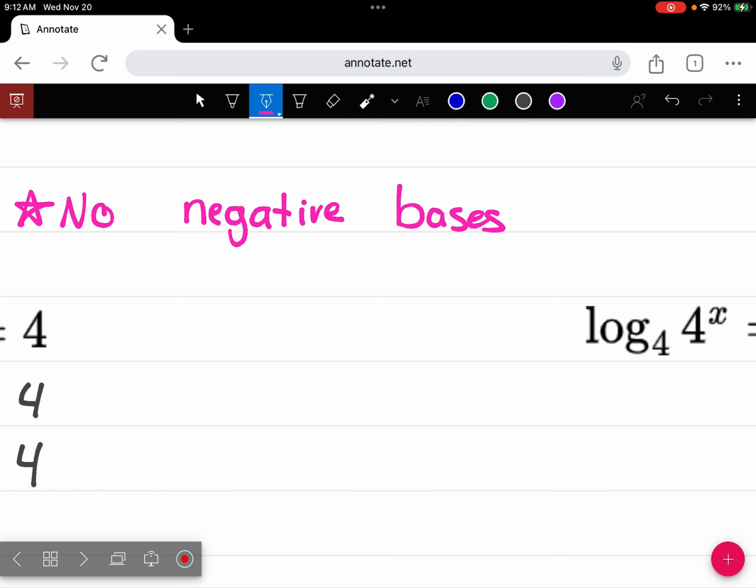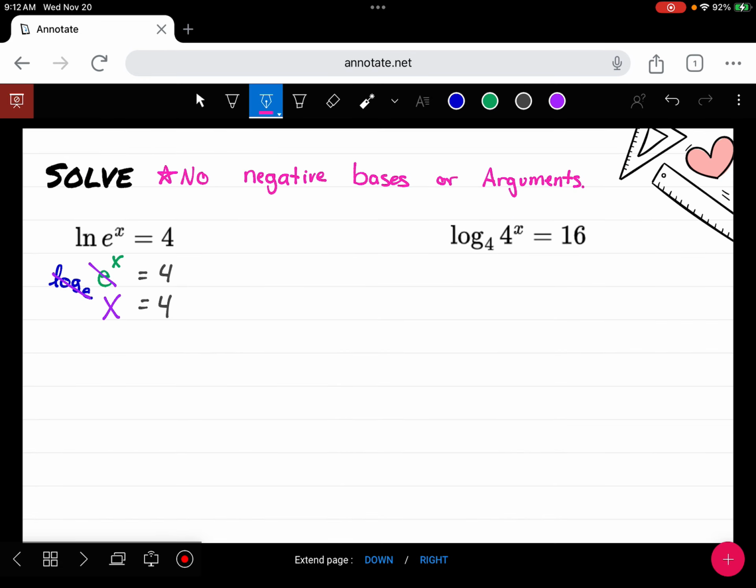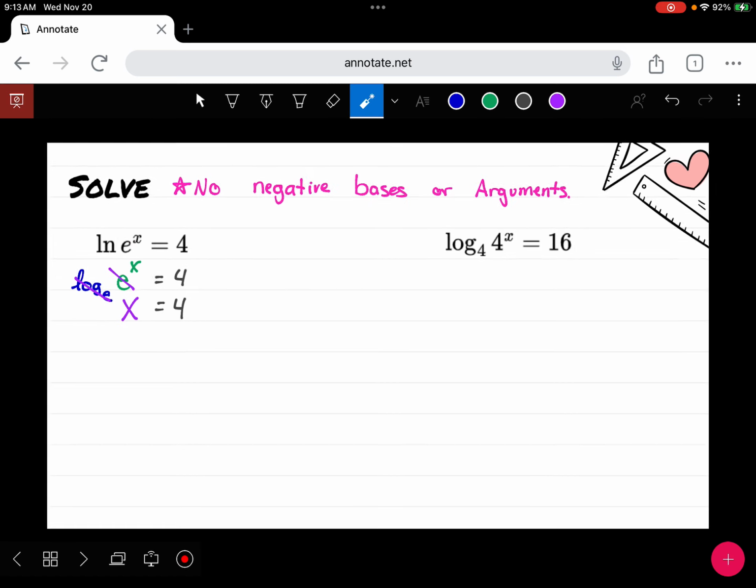No negative bases or arguments. So when we have our logs in isolation, no negative bases, no negative arguments. Negative powers are fine. Bases and arguments are not. This x equals 4, it's not negative anyway, but we're just going to spot check it. Yeah, no, we're fine. I can do e to the 4. We don't wind up with a problem there.